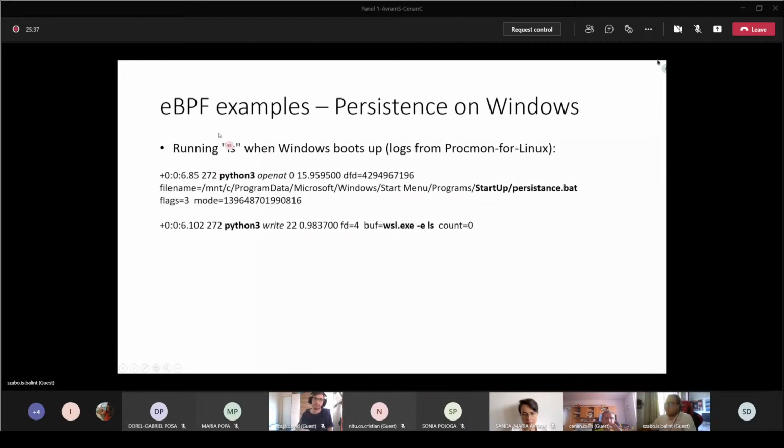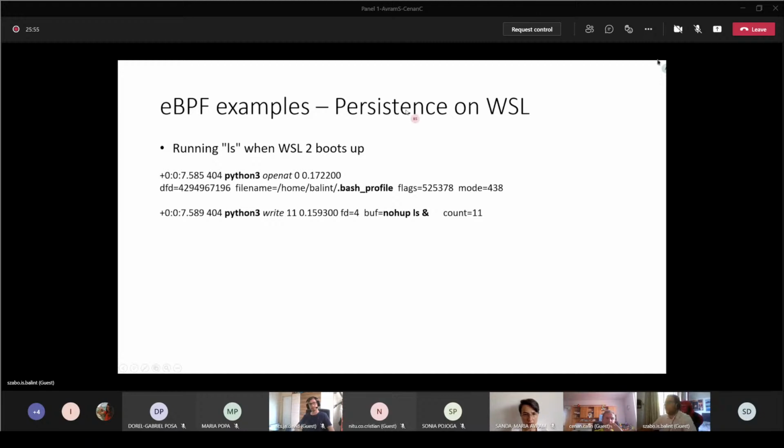And a few examples: I wanted to run the ls command whenever Windows boots up. This command lacked visibility without Procmon for Linux, but with this tool, we logged that Python opens the persistence file and writes our command inside it. And in the next example, we did persistence on WSL, basically wanting to execute ls when WSL boots. For this, we modified the bash profile file and wrote our command inside it. And all of this is visible using eBPF, which was not visible at all with the previous monitoring tools that are running on Windows.